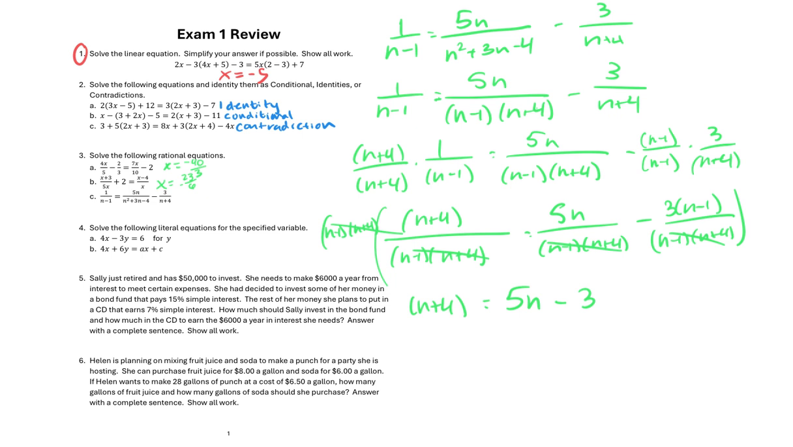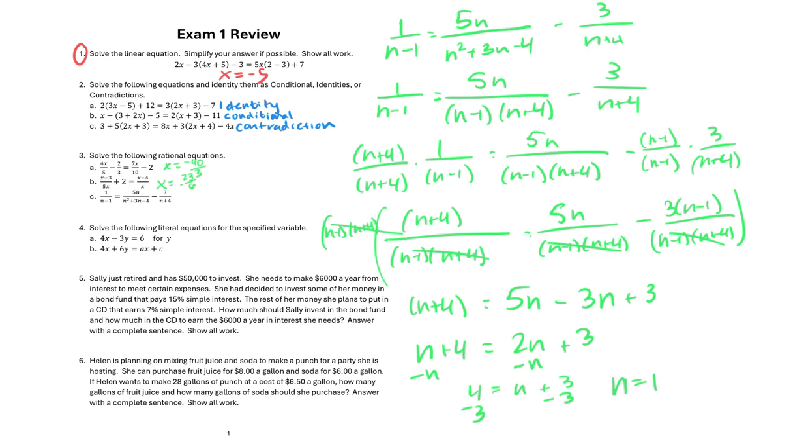I'm going to distribute this 3n plus 3. Okay. Simplifying down, we get n plus 4 is equal to 2n plus 3. I can subtract 1n. I get 4 is equal to n plus 3. Subtract 3. I get n is equal to 1.